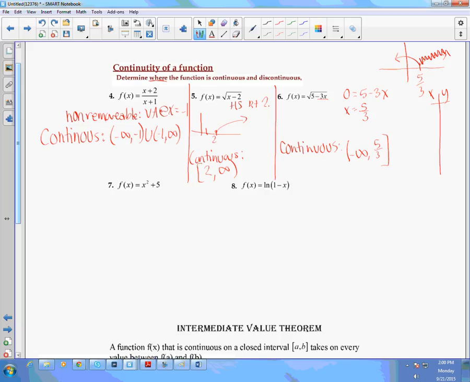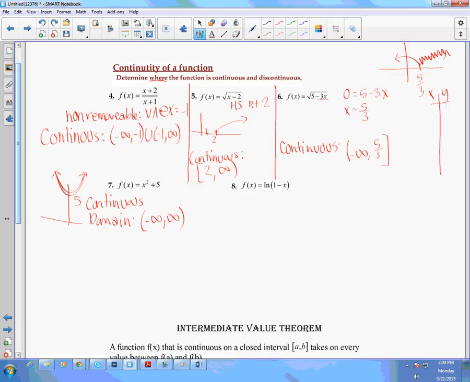Okay, let's look at number 7. What's the parent function of number 7? Parabola. What is the plus 5 doing to the function? Vertical shift of 5. So we're up here at 5, and it's an upward concave parabola. What's the domain? And is it continuous everywhere? Yeah, so we have a continuous domain. Domain negative infinity to positive infinity.